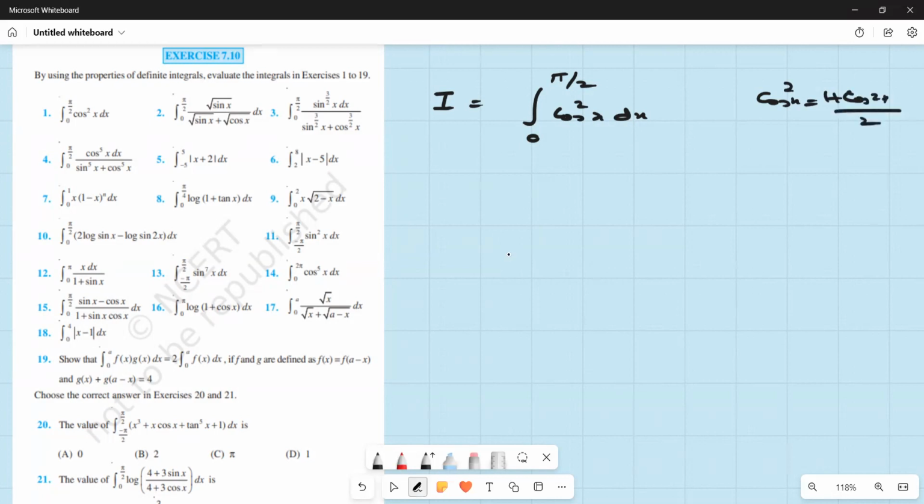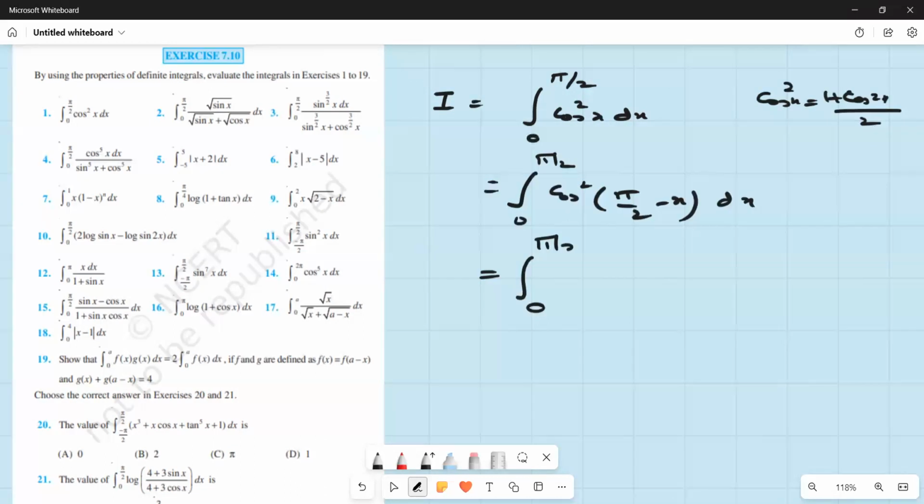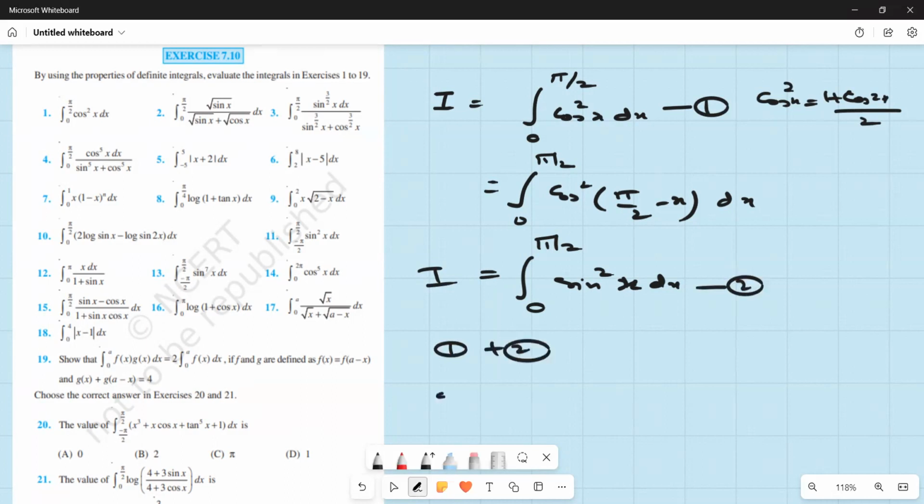But here, what will we do? We will put the limit 0 to pi by 2. cos square of pi by 2 minus x. What is cos of pi by 2 minus x? Sin x, no? So this will become the integral 0 to pi by 2 of sin square x dx. This is also I. What will I do? I'll label this as 1, this as 2. So 1 plus 2 will give you 2I, that is equal to the integral 0 to pi by 2 of cos square x plus sin square x dx. So that is 1 now.